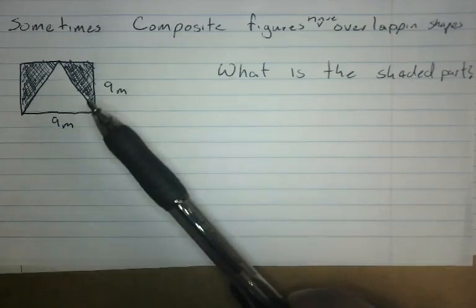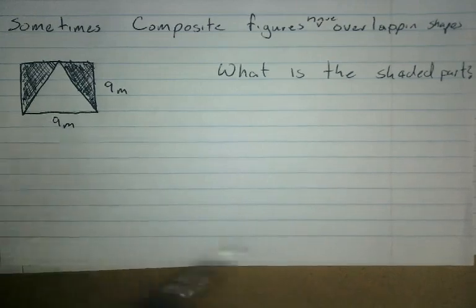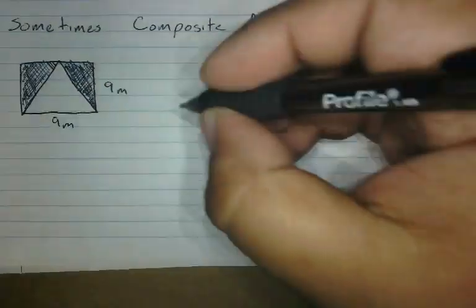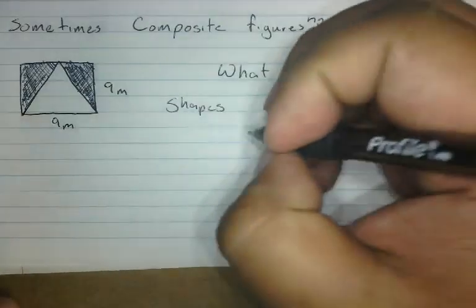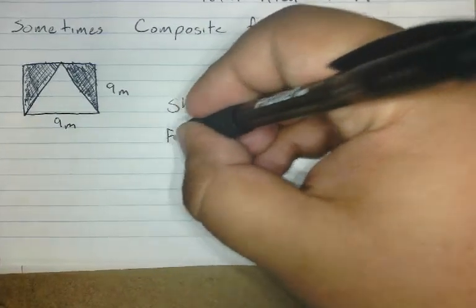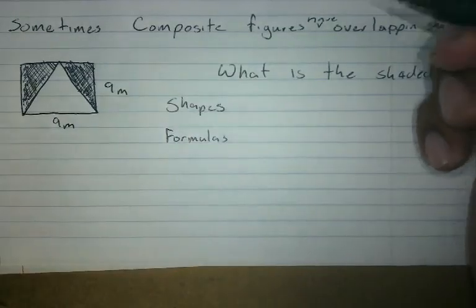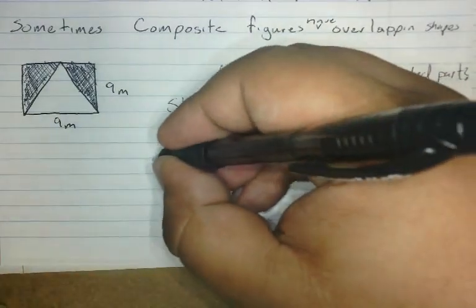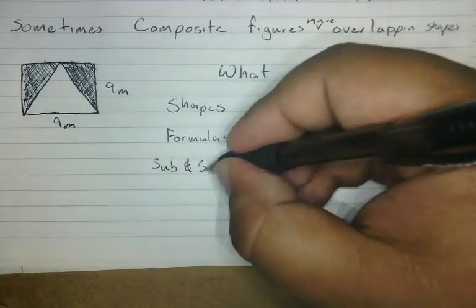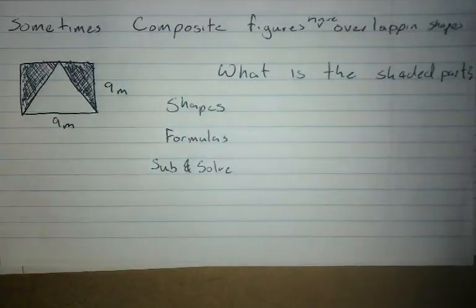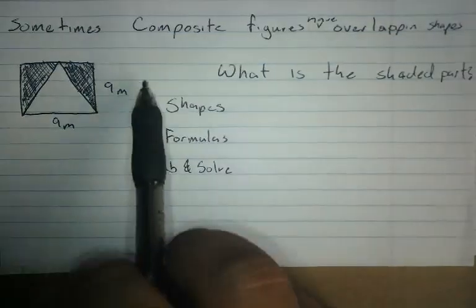And in these kind of problems, we just want to figure out what is the shaded part of our shape on here. So I got to remember, my first step is I got to remember what shapes are we using. Then I got to remember the formulas of each of those shapes. And then my last step is to go ahead and substitute and solve. And in this case, when we substitute and solve our solutions, we're going to subtract to figure out the shaded part.